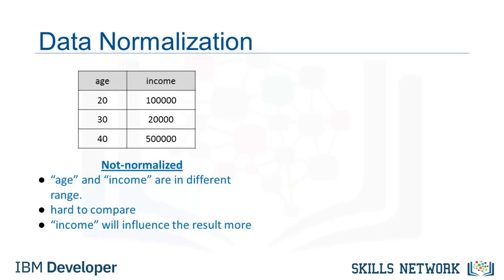Consider a data set containing two features, age and income, where age ranges from 0 to 100, while income ranges from 0 to 20,000 and higher. Income is about 1,000 times larger than age and ranges from 20,000 to 500,000. So these two features are in very different ranges.